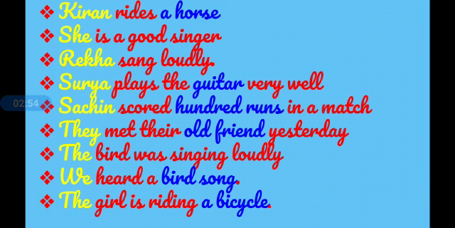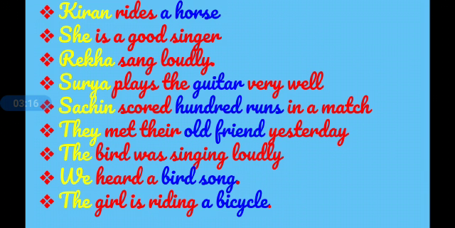Next one is Sachin scored 100 runs in a match. What is the verb here? Scored. So who had scored? Sachin. Sachin is the subject. What had he scored? 100 runs. 100 runs is the object.